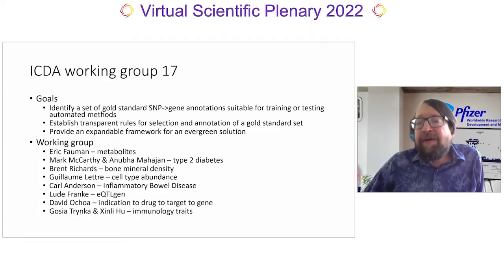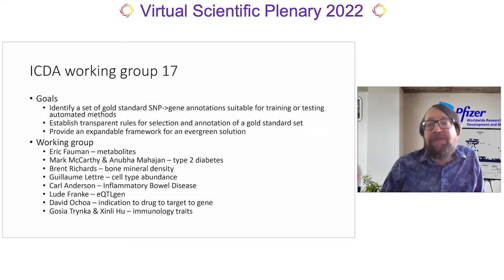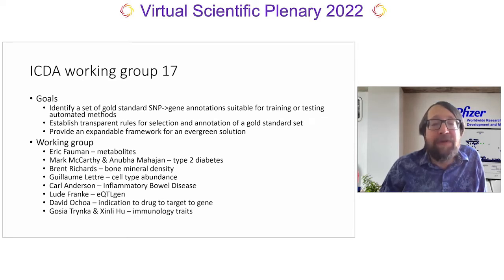Thank you for that introduction. I'm really excited to present this work that I've been doing as part of ICDA with the ICDA Working Group number 17 on generating a gold standard SNP to gene list. This was one of the original recommendations out of the ICDA white paper. The goals are to collect a set of gold standard to say for this locus, for this SNP, this is what we believe is the true causal gene. To do this in a way that is transparent and can be carried forward. And it's been really my pleasure to work with a super outstanding group of scientists, subject matter experts in all of these. And it's been a great experience.